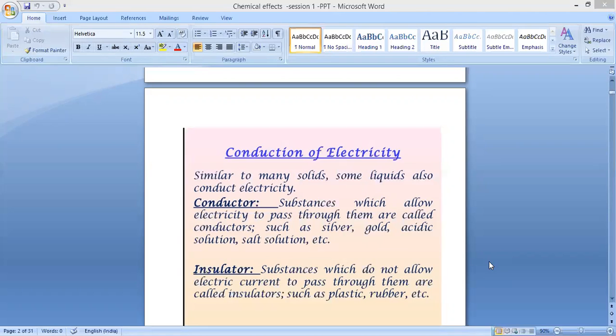Then what are insulators? Insulators are substances which do not allow electric current to pass through them. Examples of insulators are plastic, rubber and paper. Clear?